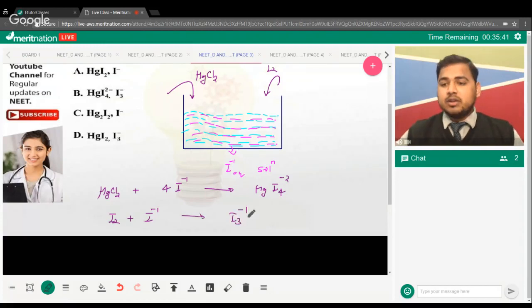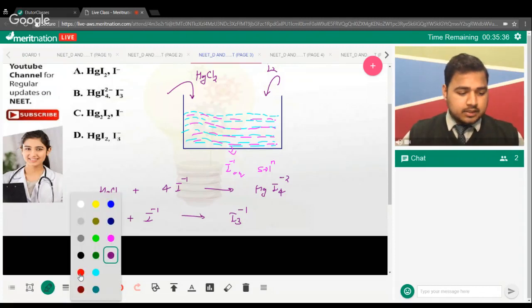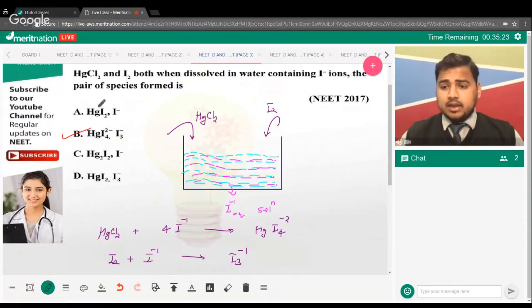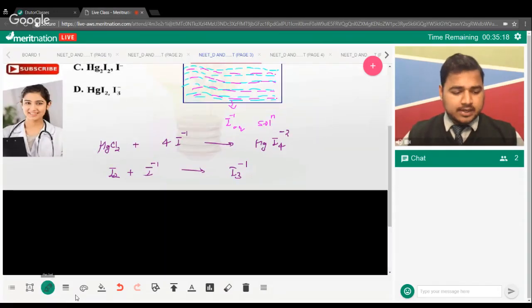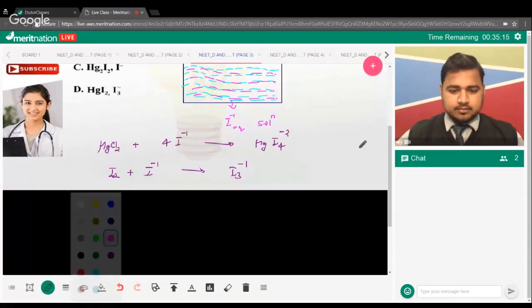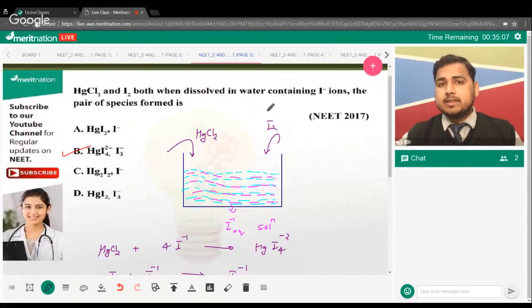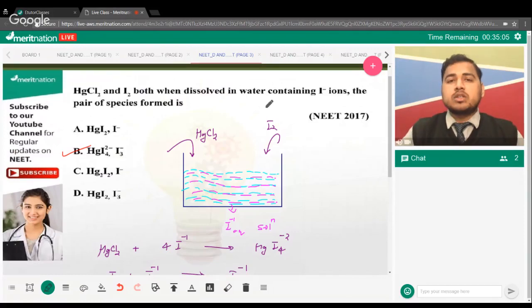So that's very simple. Right now, we can easily understand this, and that's why the correct answer is option B: HgI4 2 negative and I3 negative. So these things we have done. This question was also asked in 2017. Let's move to the next question.